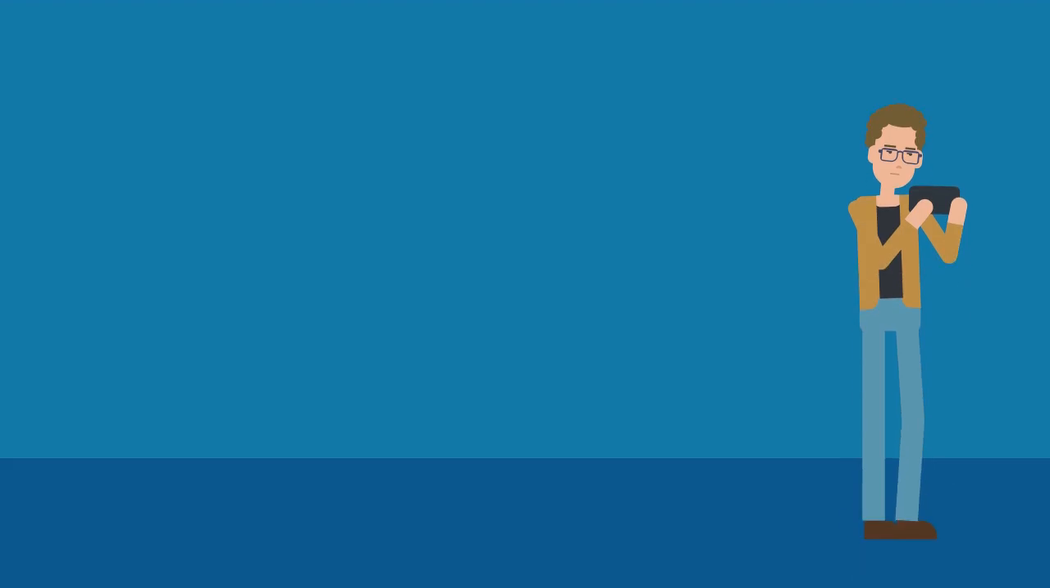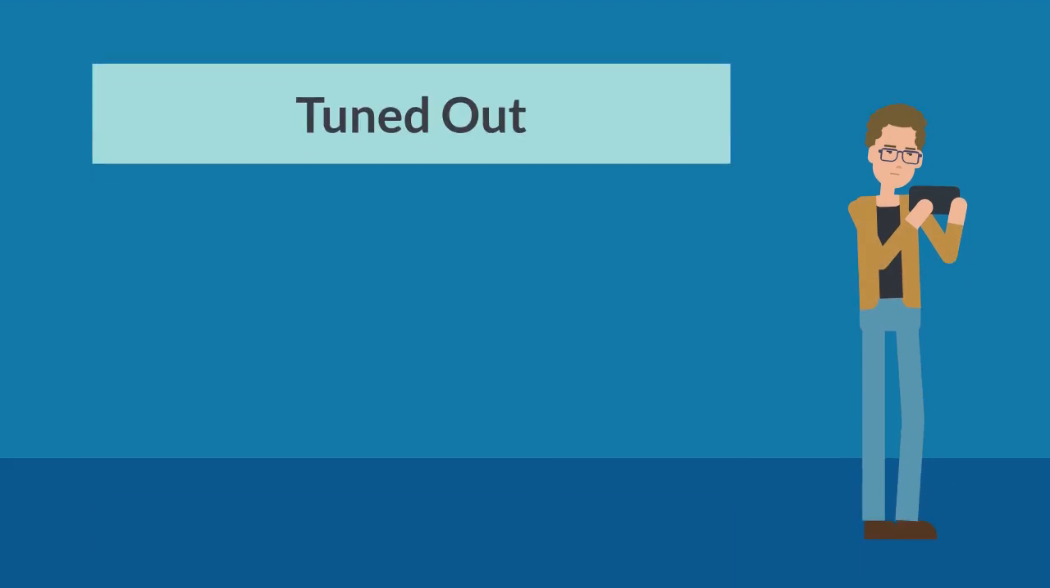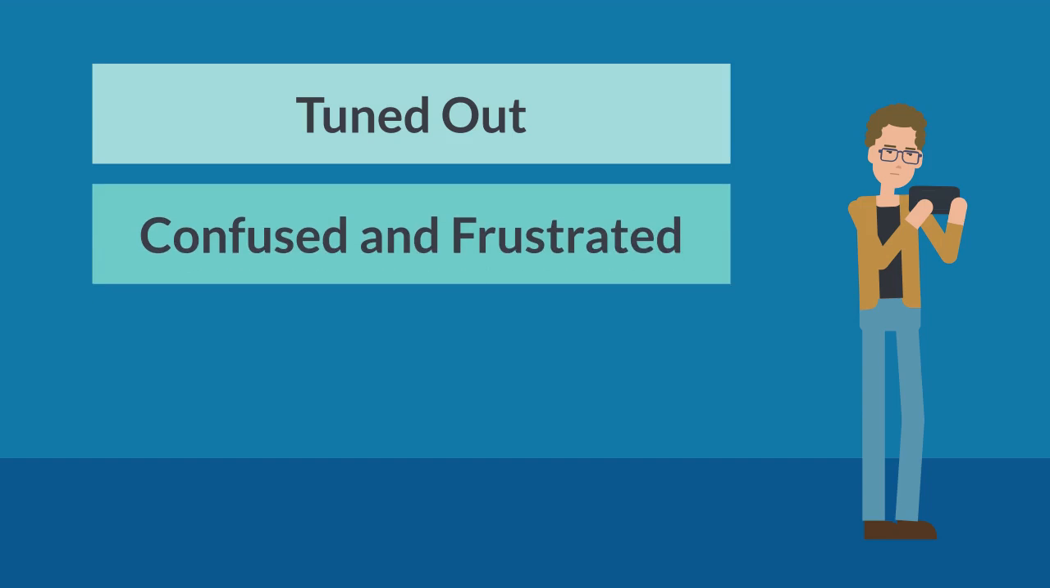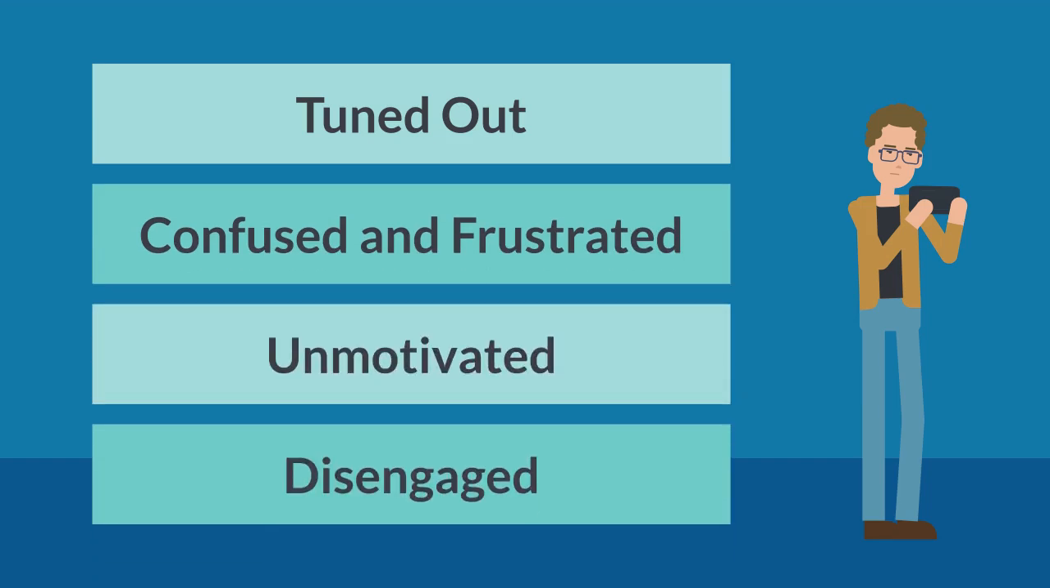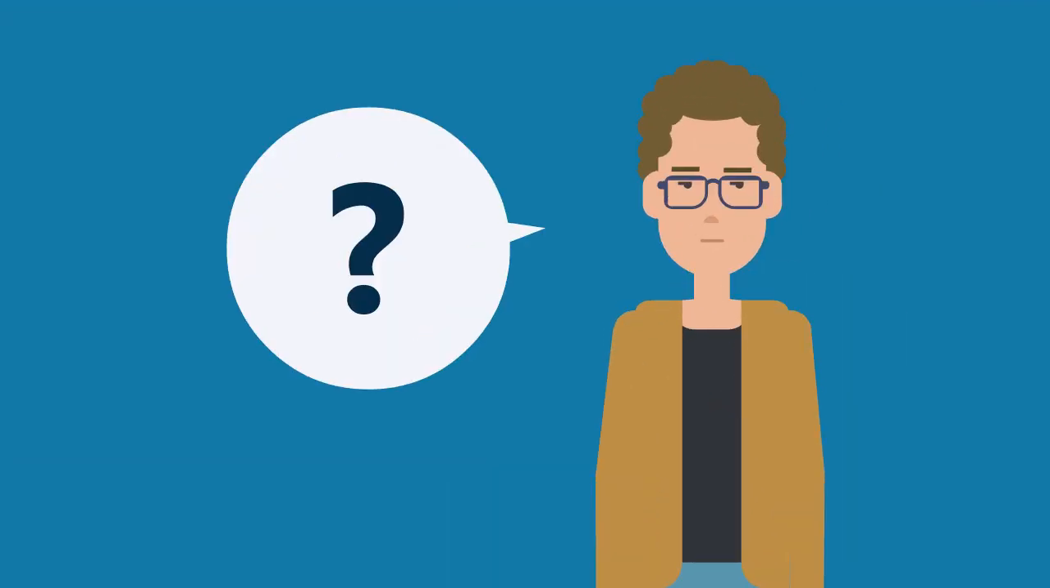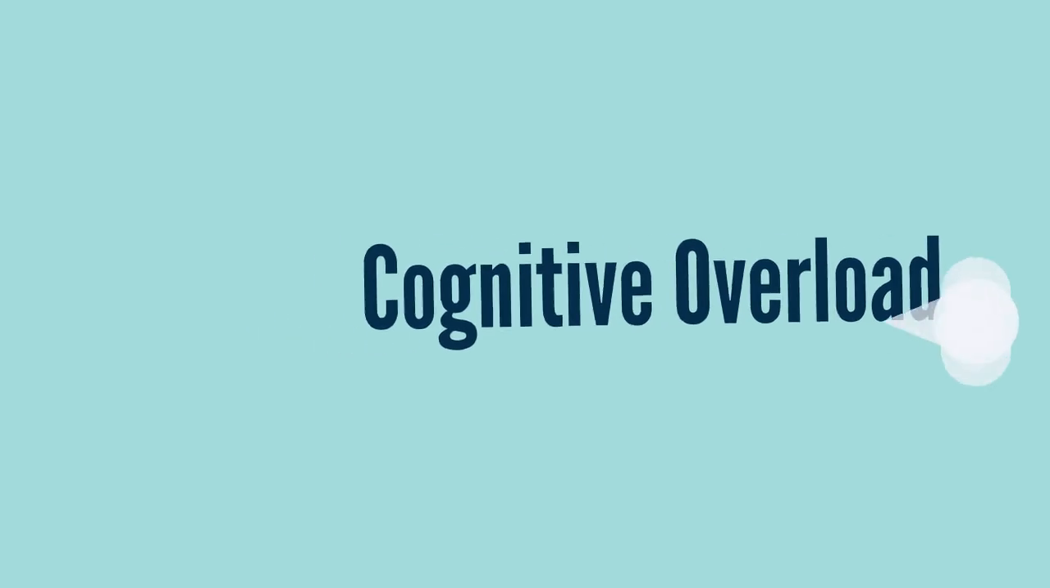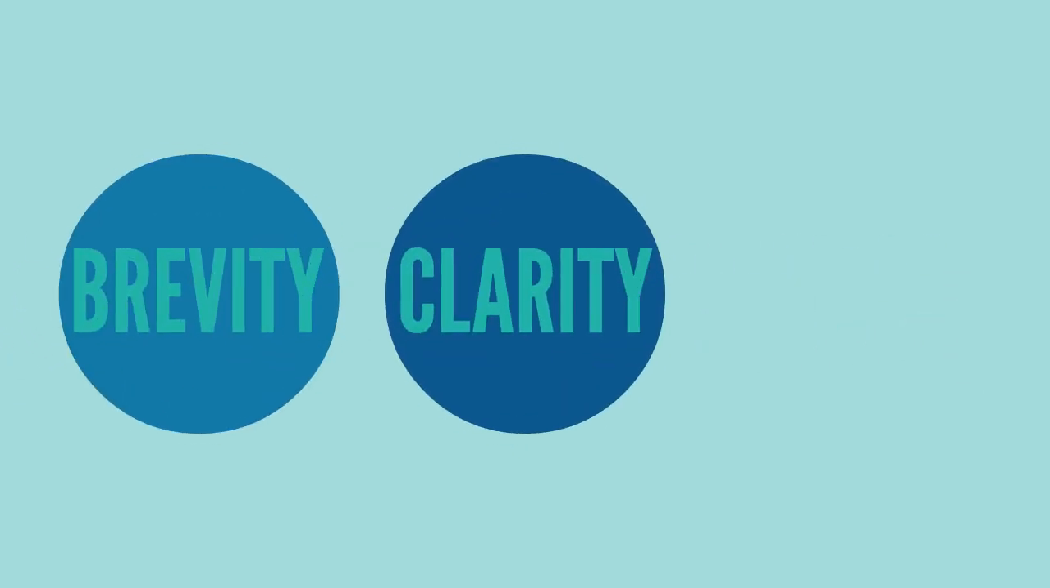When this happens, adult learners tune out, they get confused and frustrated, motivation to learn drops, and they stop taking in new information. In short, you lose your audience. You can avoid cognitive overload in your audience with brevity, clarity, and space.